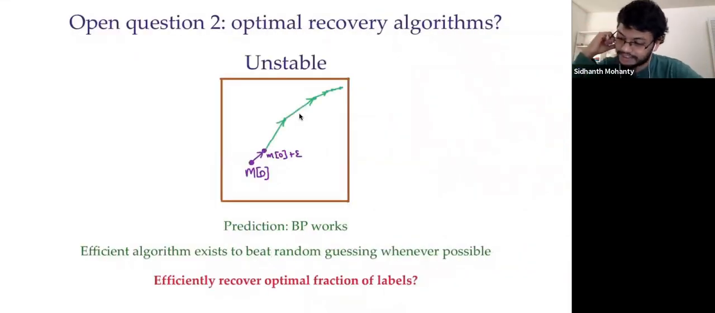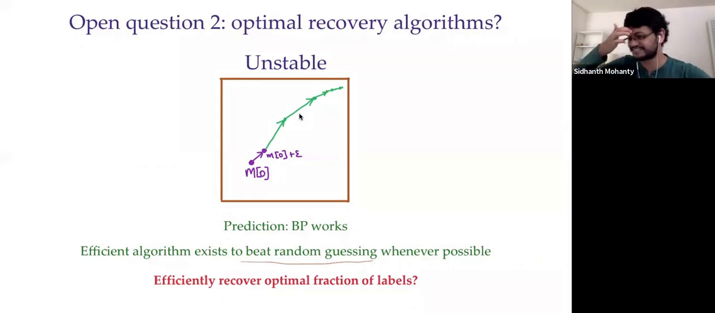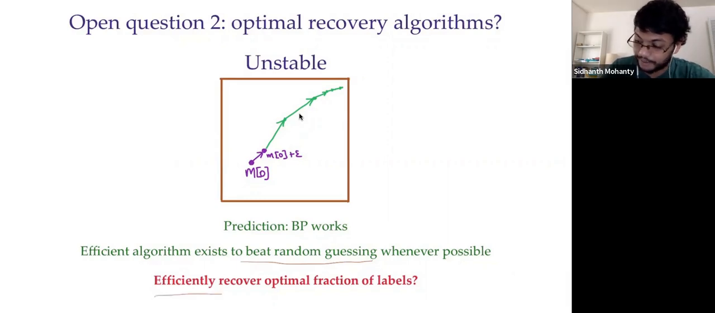The second one is that the algorithm that we gave beats random guessing, but these people actually also have precise predictions as to what the optimal fraction of vertices whose labels you can correctly recover is. And again, it's based on some heuristic analyses of belief propagation. And actually, even for the simplest Bayesian CSPs, it's not known how to efficiently recover this optimal fraction.